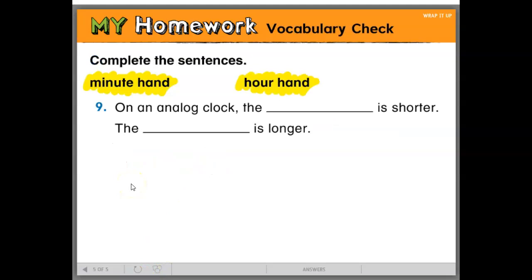And then this is just a review about the hands on the clock that I told you about. So on an analog clock, the blank hand is shorter. So which hand is shorter on an analog clock? Is it the minute hand or the hour hand? Hopefully you said the hour hand. So the hour hand is shorter on an analog clock. That's the one we look at first. And it says the blank is longer. So that would have to be the minute hand.